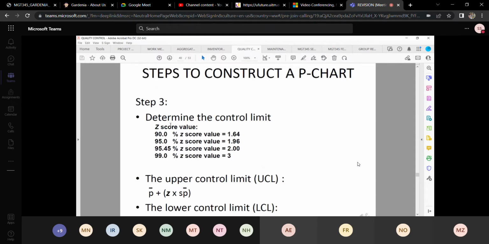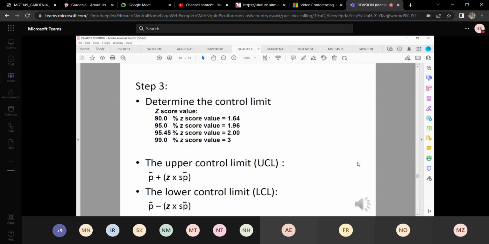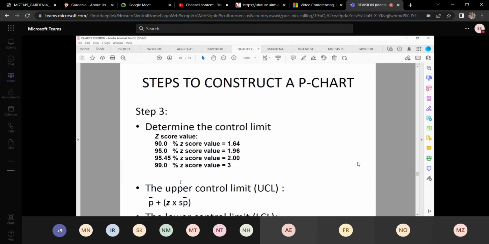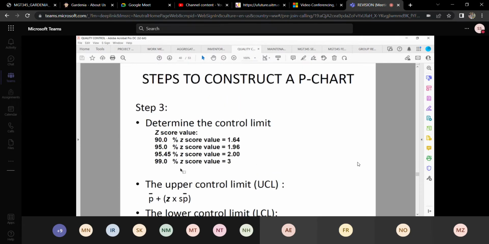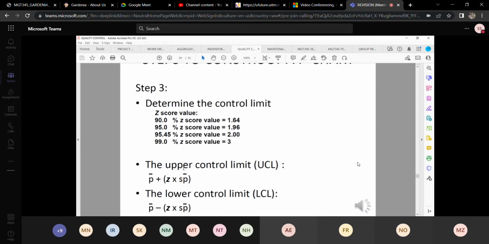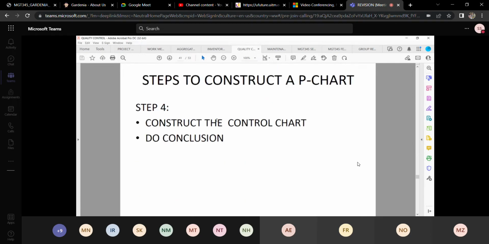Okay, step 3, you need to determine the control limit. Find the z-score value. Sometimes they give you the value, sometimes they just give you the control limit, so you should know the value. The upper control limit and the lower control limit: upper control limit is P bar plus in bracket Z, where Z represents the z-score value, multiplied with the SP bar that you got previously. That's step number 2. Upper control limit plus, lower control limit you minus. Then you need to construct the control chart and do the conclusion.